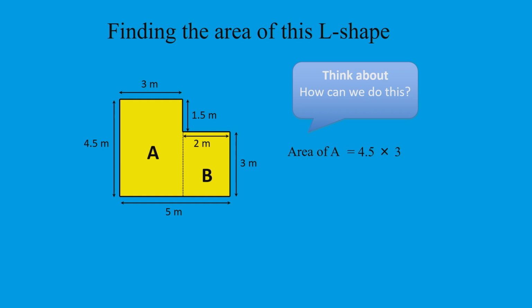Area A is equal to 4.5 times 3, which will give us 13.5 meters squared. Area B is equal to 3 times 2, which will give us 6 meters squared. The total area is equal to 13.5 plus 6, equal to 19.5 meters squared.